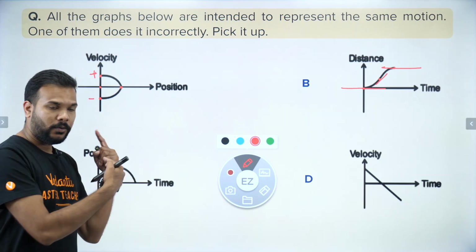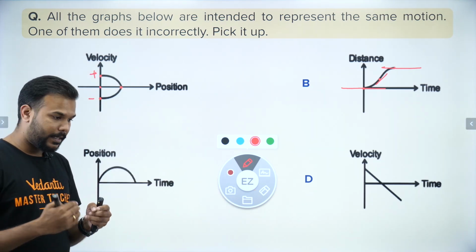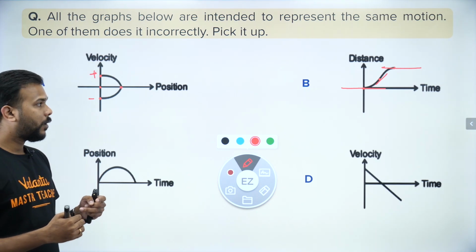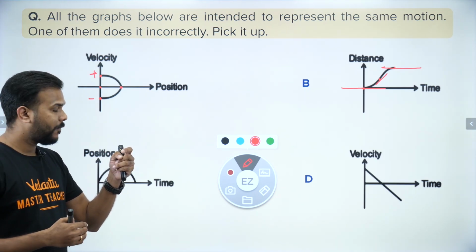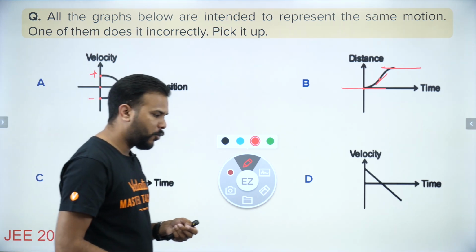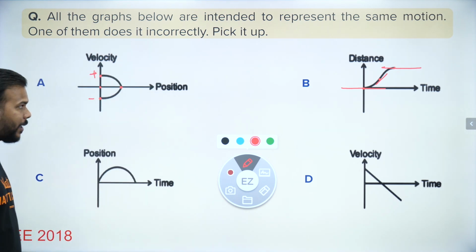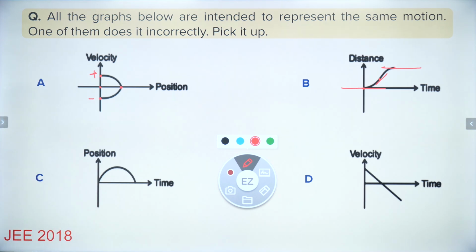So this one was telling you that it is going forward, stopping and coming back. In this case, it is basically telling you that initially the body was at rest, started moving and then stopped in the same direction. Here the body was already moving, stopped and then came back. I hope the two options are clear. We still are not sure which one is the odd one out. For that we need to check options C and D.